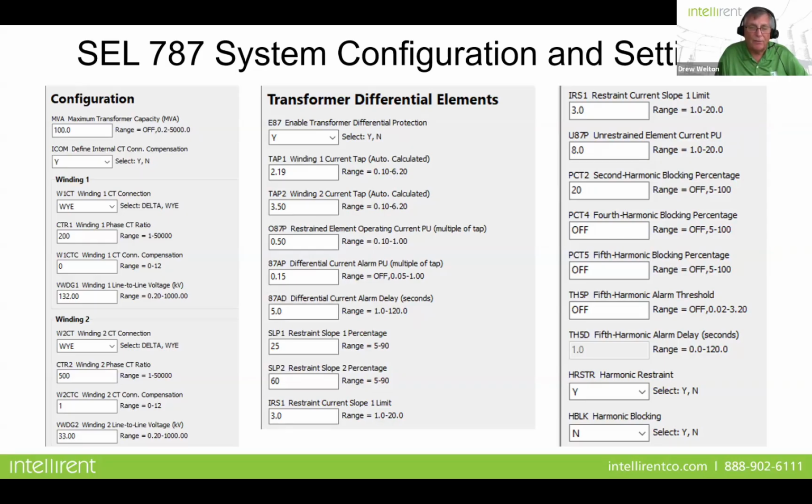So you'll see here that our slope settings, those are all the same as we put into the Beckwith. We put in the first slope, the second slope, the slope point break, and then our unrestrained setting. Okay, these are all put in by the engineer. But these tap settings are pre-configured based on this information, which tells us what? Which tells us that if we put something in wrong over here, our values here are going to be wrong as well.